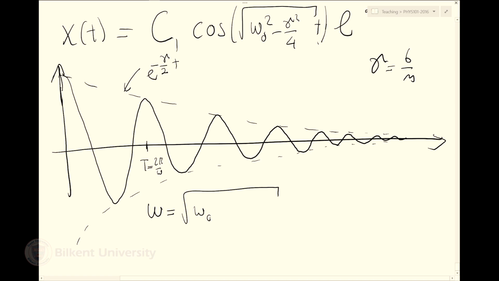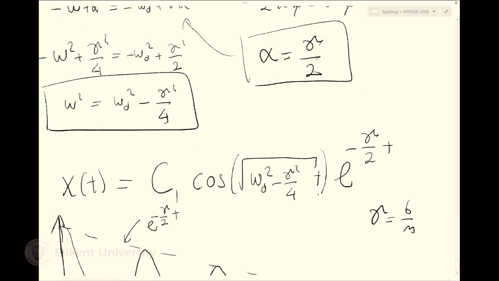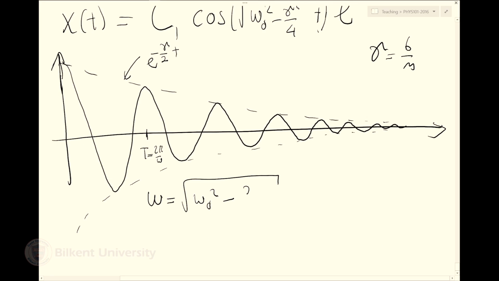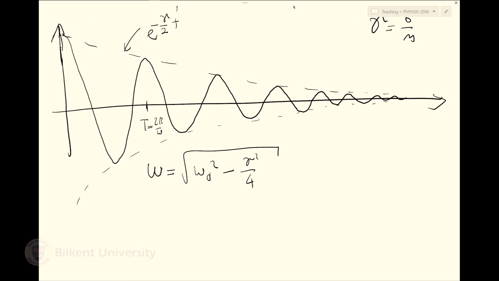Omega is the square root of omega 0 squared minus gamma squared over 4. So the period is larger. That's sort of what you expect. If you're moving in air, your oscillation should take more time. There is always drag on it. Okay? So that's what a damped oscillator looks like.